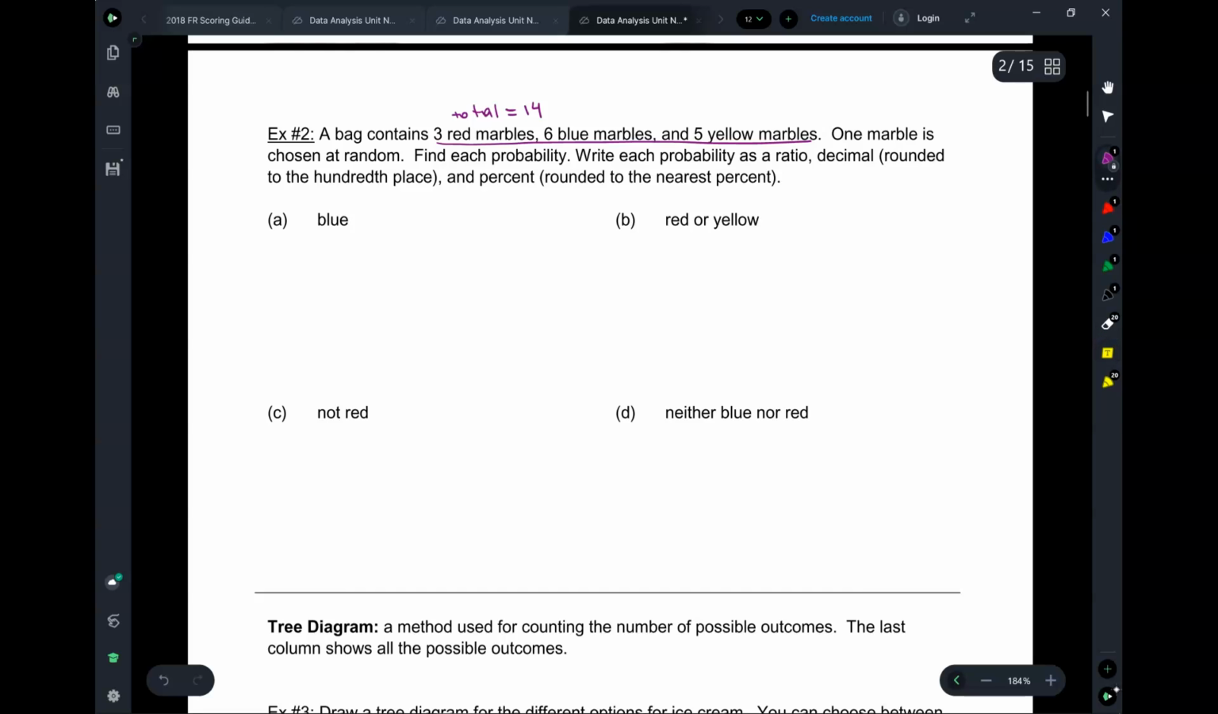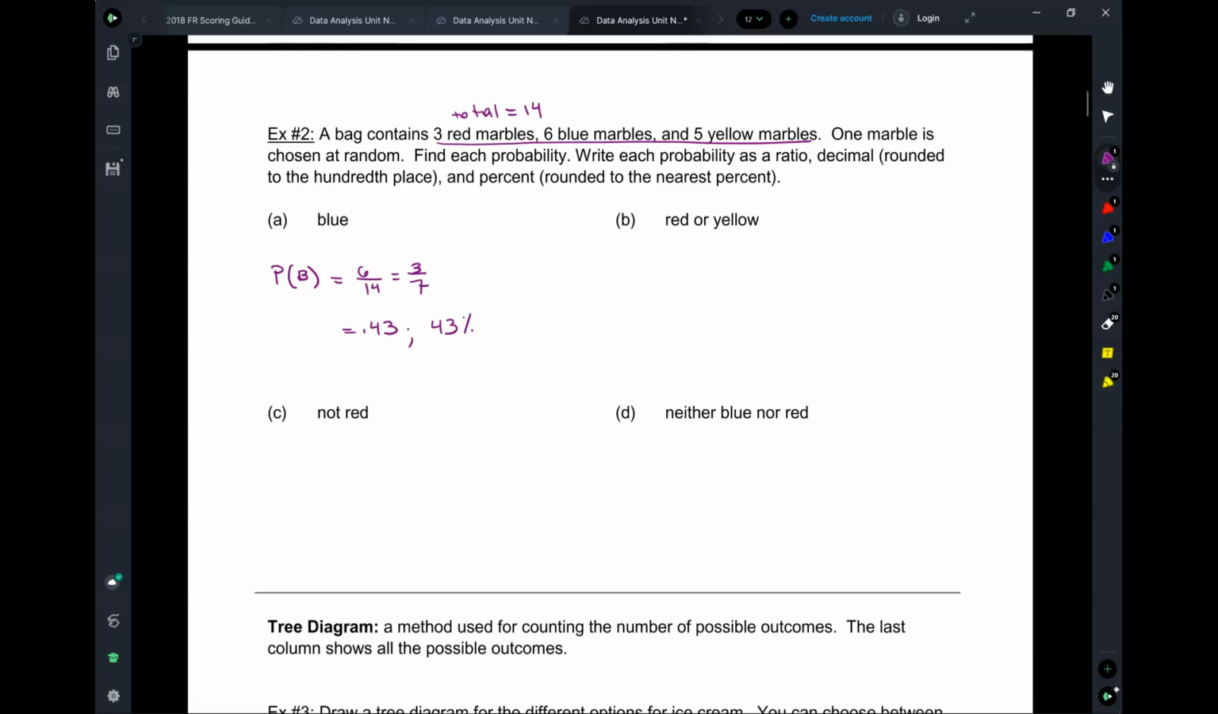So, okay, what is the probability of getting a blue? So you say P, you can either say B if it's clear, right? Or you could just write out blue, okay? So how many blues were there? 6 out of 14. 3 out of 7. That's the ratio. That's equal to 0.43, 100th place, 2. And that's equal to 43%.